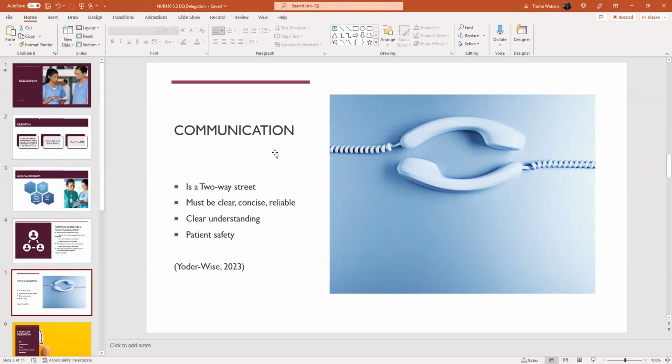Communication is a two-way street, and it must be clear and reliable. The delegatee must be able to report back to the delegator if there's a change in a patient's condition or circumstances that might lead to the task not being completed. The delegator must always have accountability for the task because it was originally assigned to them. Open communication between the delegatee and the delegator ensures continuity of patient care.